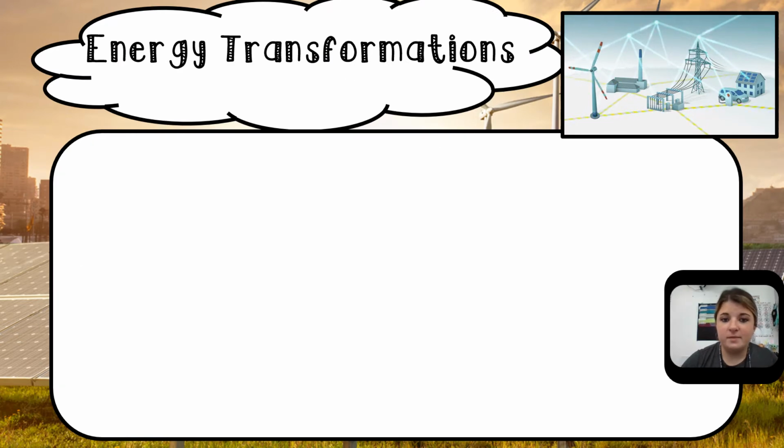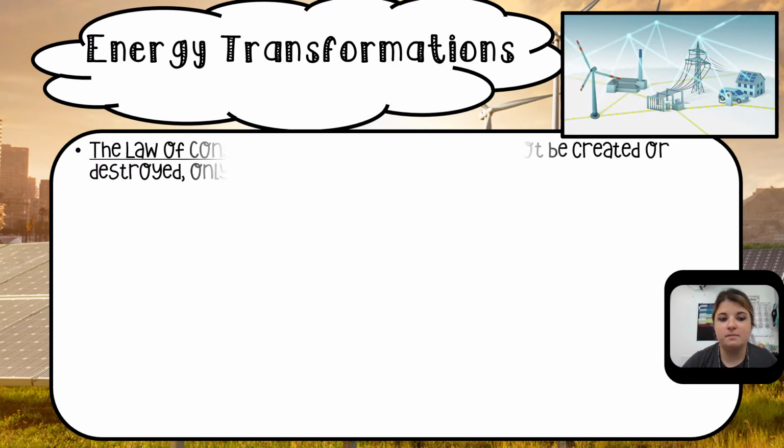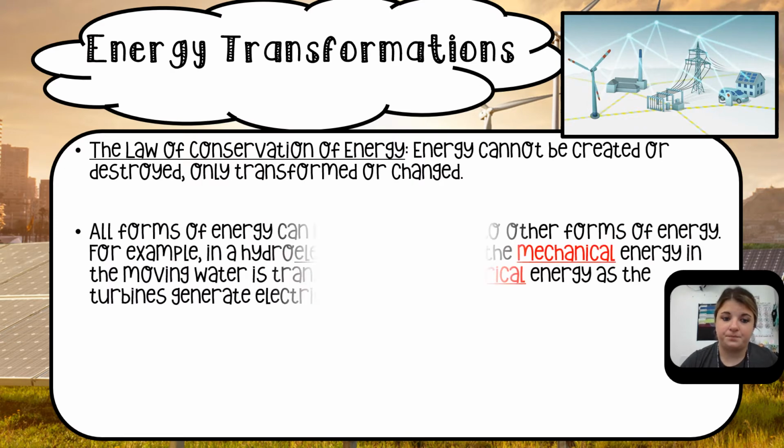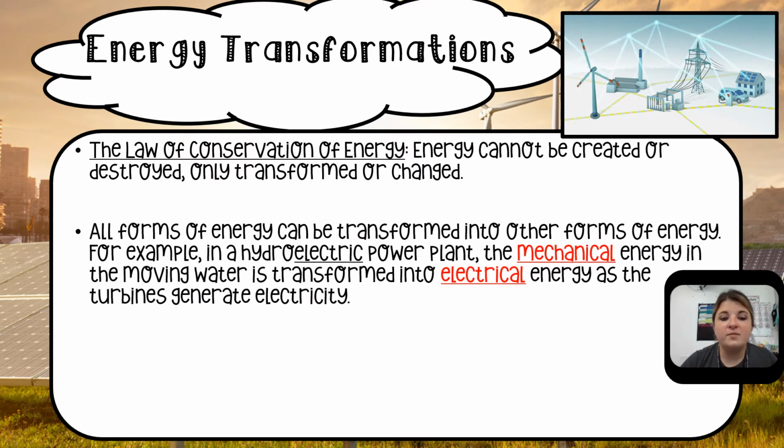Our different forms and types of energy can transform from one type to another in what we call energy transformations. The law of conservation of energy tells us that energy cannot be created or destroyed, it's only transformed or changed. So it'll change from one form to another, but you're never going to create new energy or destroy old energy. All forms of energy can be transformed into other forms of energy.